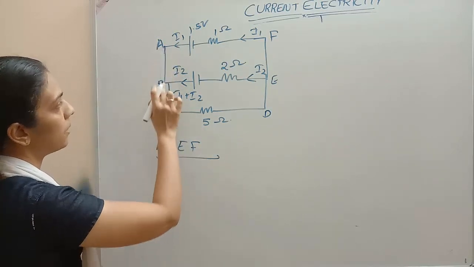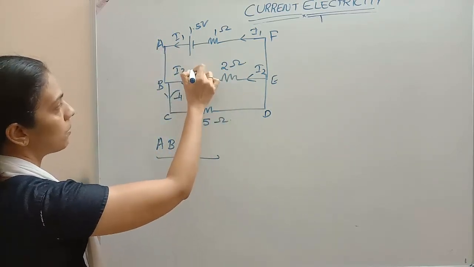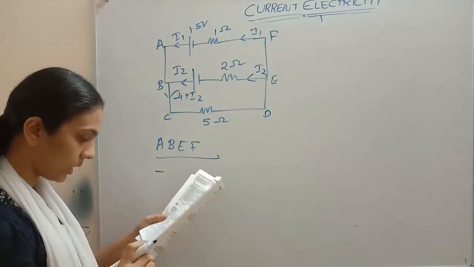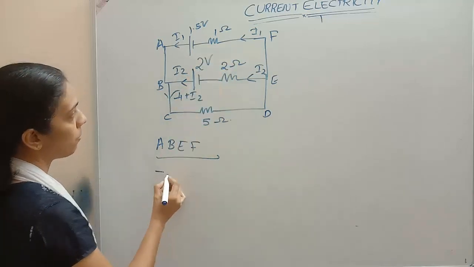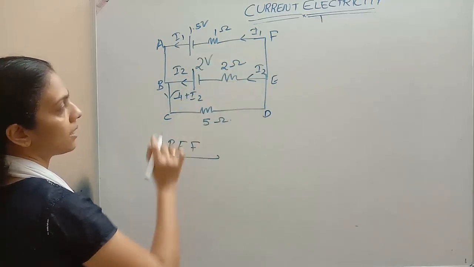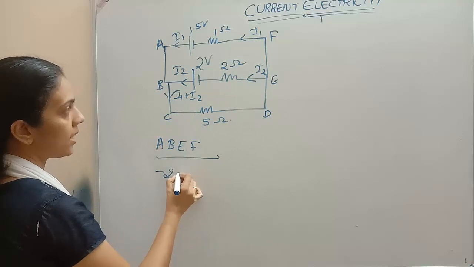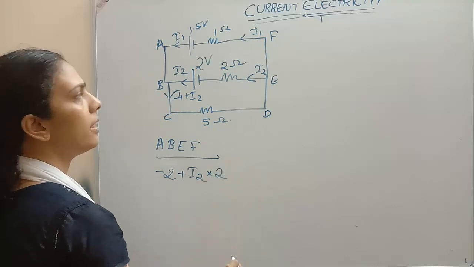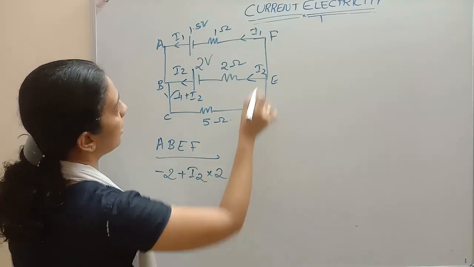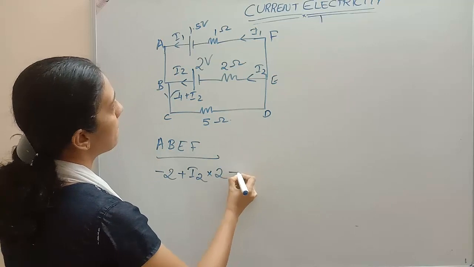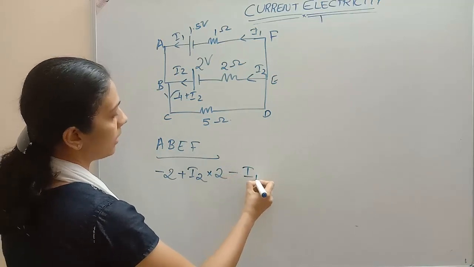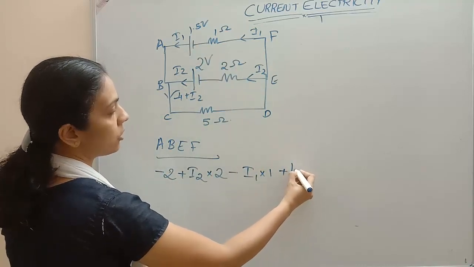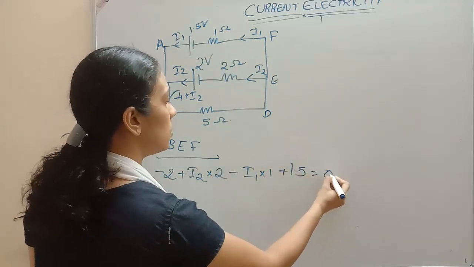We are starting from A, B, and E. First I am seeing the positive terminal, so it is negative. The value of voltage over there is 2 volt, so minus 2. Here I am moving in the opposite direction to the current, so it is positive, I2 into 2. Next, same direction, so negative, I1 into 1. Seeing the negative terminal first, so it will be positive, plus 1.5, which is equal to 0.